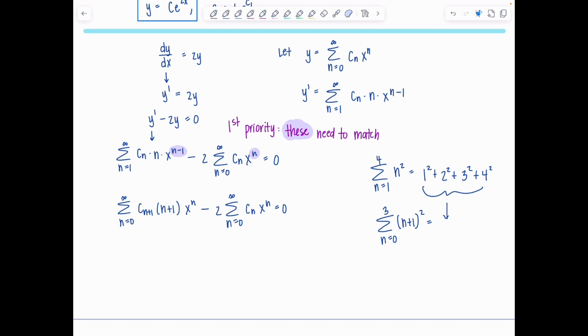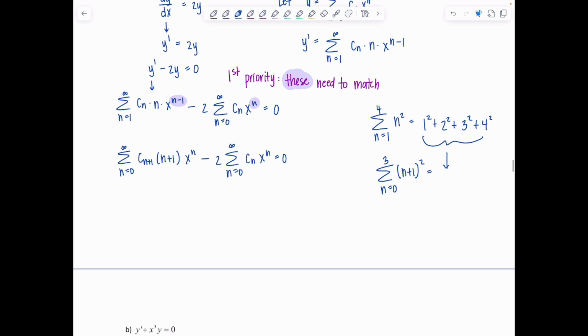Now, second step. Now you need to check. They have to start at the same value of n. In this case, they do. So we're done. I'll show you in another example what to do if they don't, okay? But in the end, the goal is these are matchy-matchy. This has to be matchy-matchy.